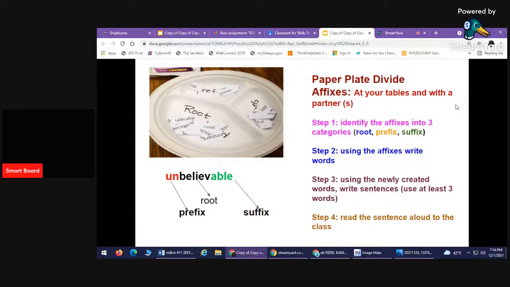As we look at the steps, first in groups, we're going to identify the affixes into three categories. The categories are root, prefixes, and suffixes. Remember, the word affix is an additional element that we add to a word, the element being a prefix at the beginning of a word and the suffix, the other element added at the end of a word. And like we said earlier, both the prefix and the suffix modify the meaning of the word.